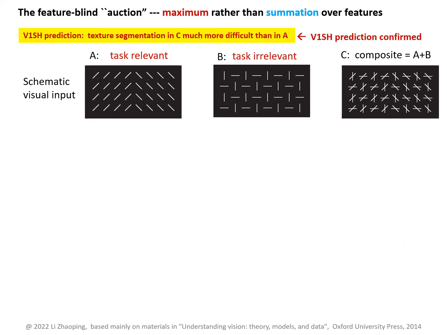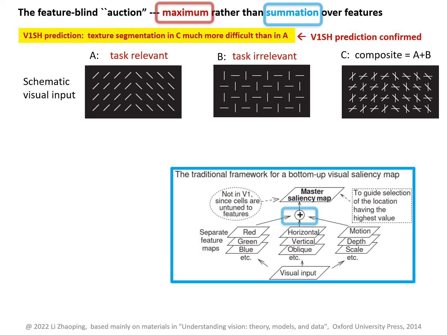So these findings support VSH's idea that saliency is determined by a maximum rule, not a summation rule that is suggested by traditional models for bottom-up saliency.